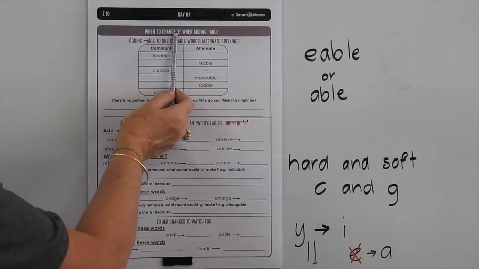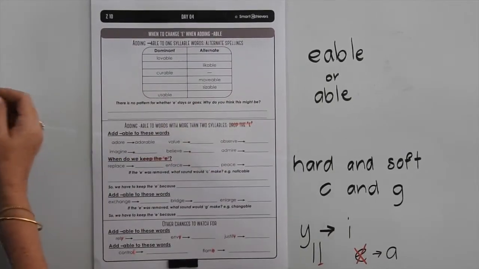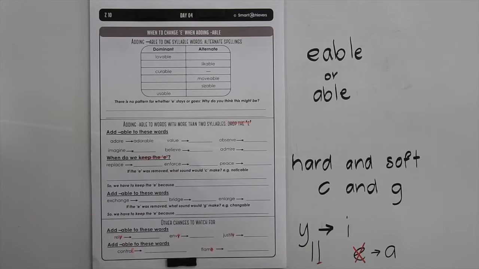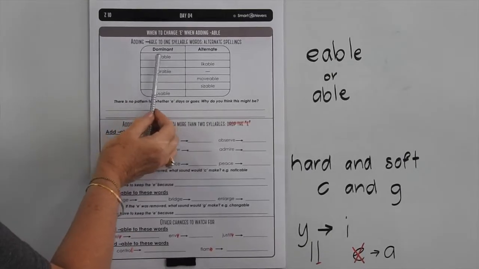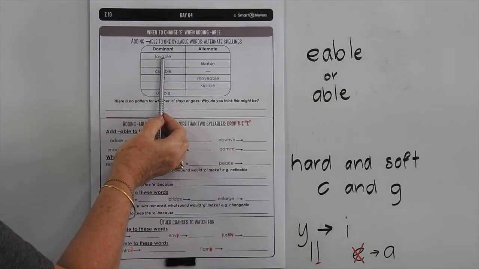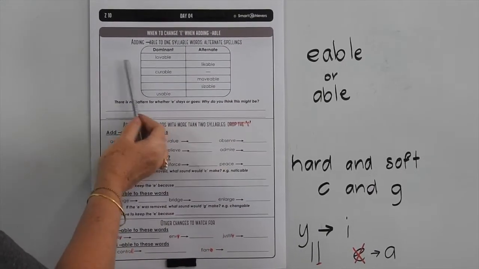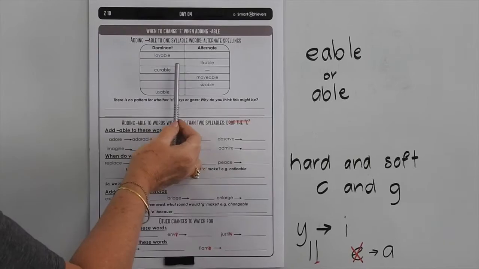When to change E when adding able? Now this is quite confusing, so you're really going to have to use your memory to remember if you're leaving the E in or taking it away, because it could be either. It's in a change at the moment.